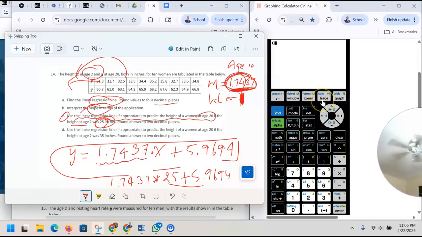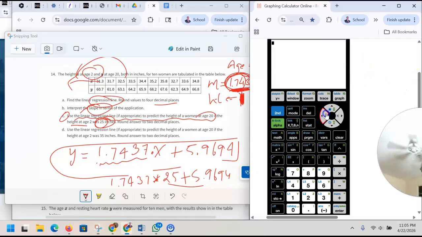See, so we could write it as 1.7437. So let's put it in: 1.7437 times 25 plus 5.9694. You could do it manually also and get this answer.